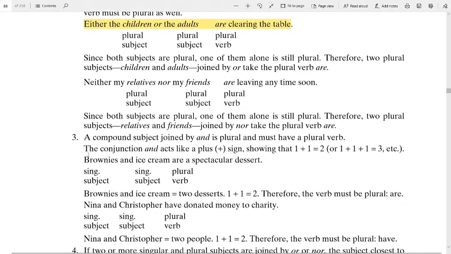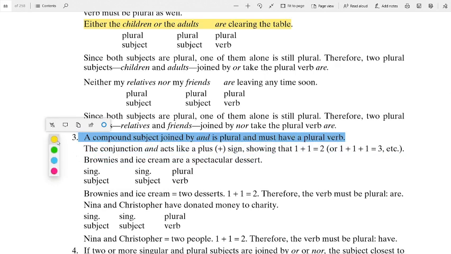A compound subject joined by and is plural and must have a plural verb. Compound subject. The conjunction and acts like a plus sign, showing that 1 plus 1 is equal to 2.